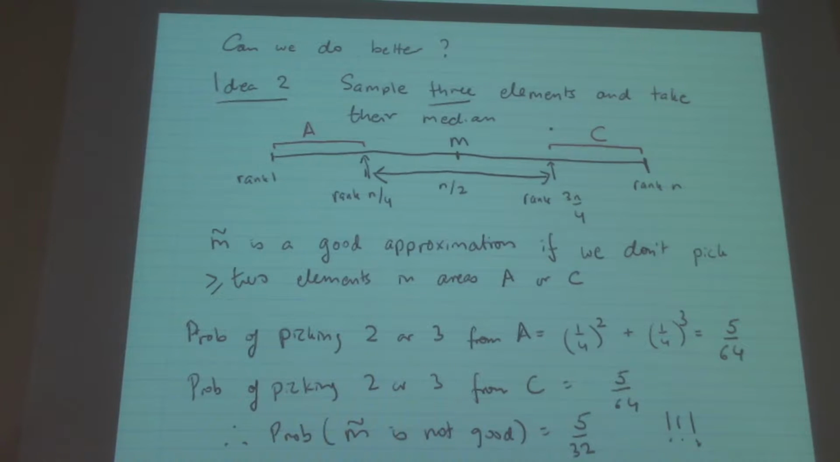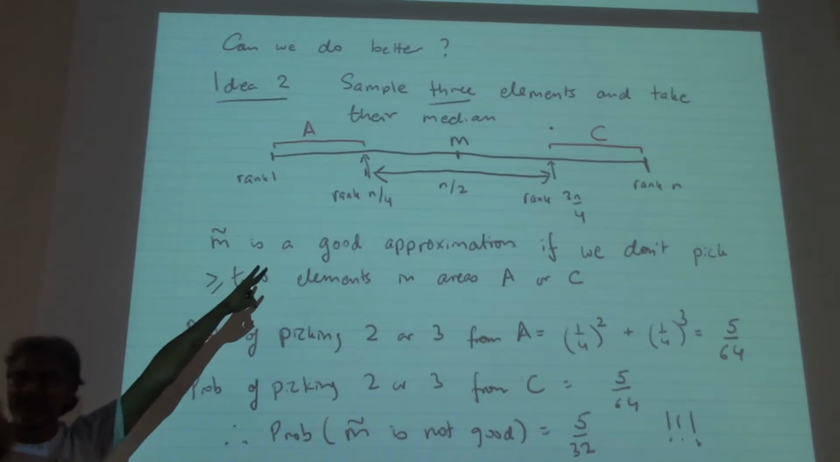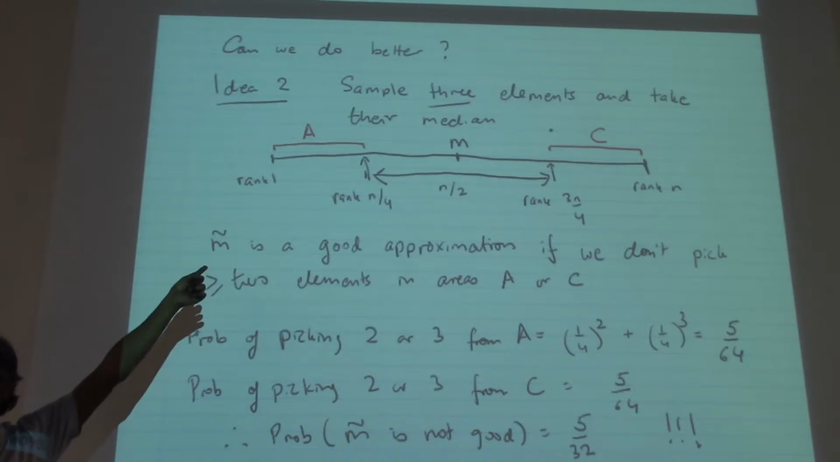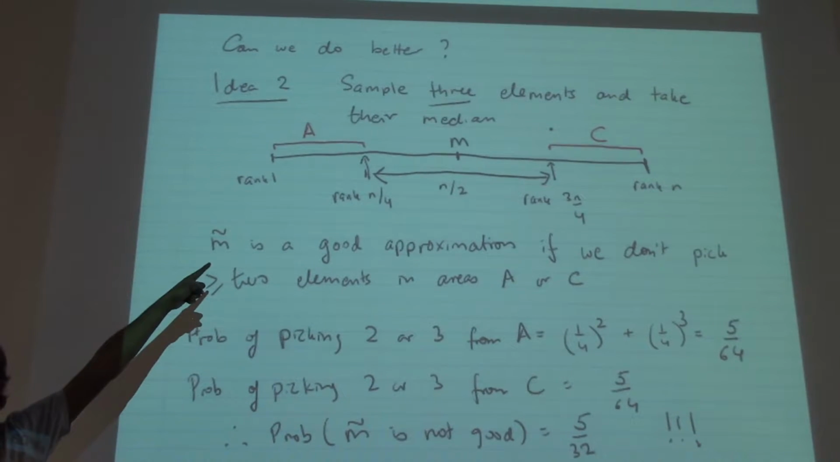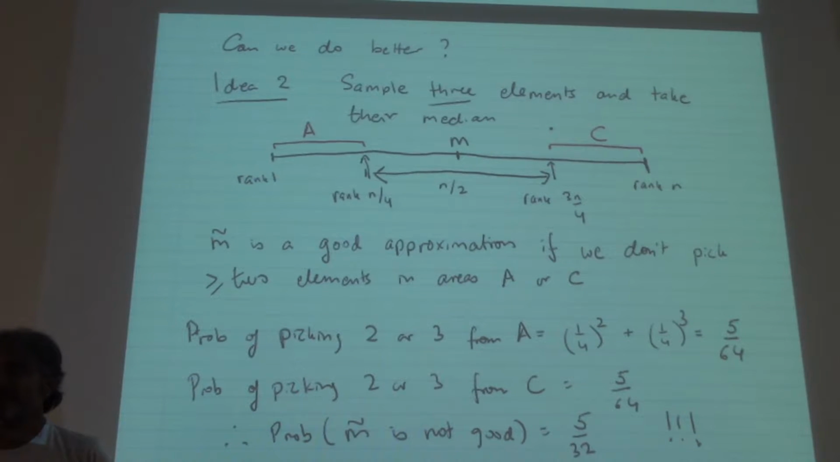So let's think through that. Suppose you pick two elements in A. What's your median going to be? The median of those three elements, no matter where the third element is, is going to be an element in A. Because there are two elements in A and one thing is somewhere else, the middle is going to be in A. And that's a bad answer, because that's outside our approximation guarantee. Similarly for 2 in C, it's going to be a bad answer.